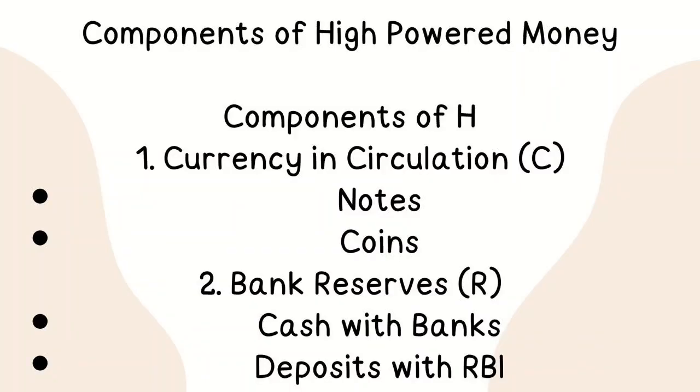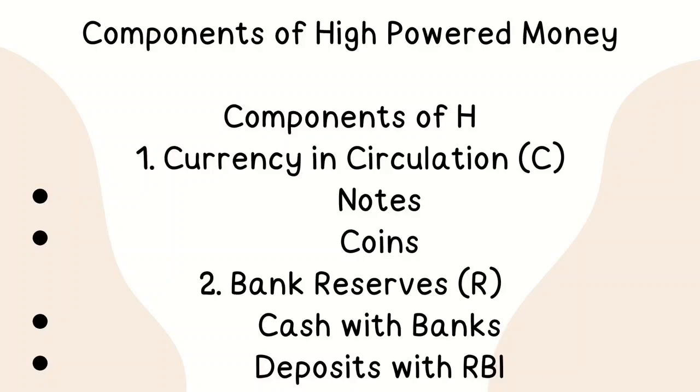Let's now understand the two parts of high-powered money in detail. First component, currency in circulation. This includes the currency notes and coins that are moving through the economy. For example, when you withdraw 2000 from an ATM and keep it in your wallet, that money is now circulating. People use it to buy goods, pay bills or travel.